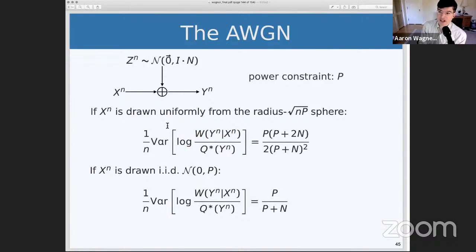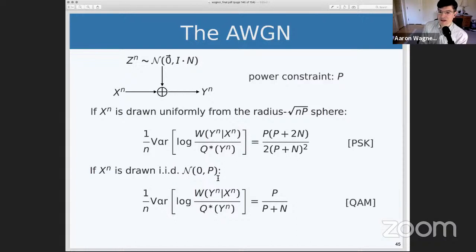Another capacity achieving input distribution is to choose the code words to be IID Gaussian, 0 and P. That is still capacity achieving, obviously, with a different variance that's slightly higher than this one. Essentially, you have a little bit more variance from the randomization of the input. The power here is deterministic: the time average power is always going to be P, whereas here it's P on average. And that extra bit of uncertainty gives you a little bit extra variance here.